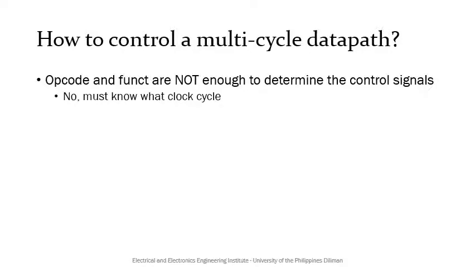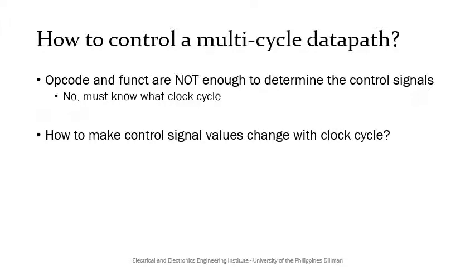Okay, so we now know how a multi-cycle data path works or operates. How about the control? As we have said, the opcode and func are not enough to determine the control signals, as we must also consider what clock cycle we are in the execution. Thus, we need to answer, how do we make control signal values that change with clock cycle?